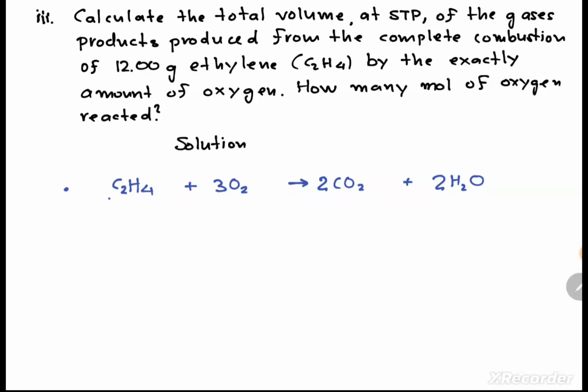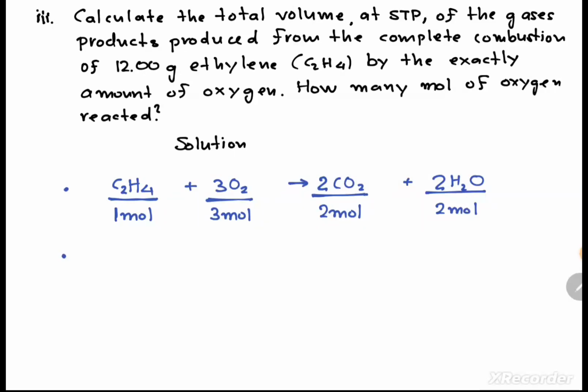These are ethylene, because it gives the grams, carbon dioxide and water because we are interested in the products, and oxygen because we want to calculate the mole of oxygen. So we have 1 mole ethylene reacts exactly with 3 mole oxygen and gives 2 mole carbon dioxide and 2 mole water.